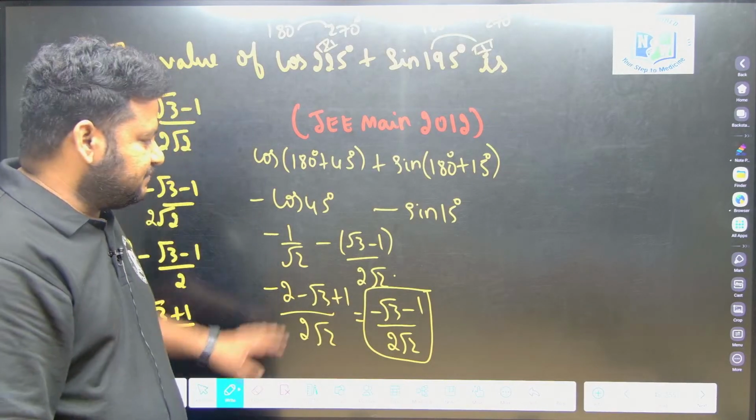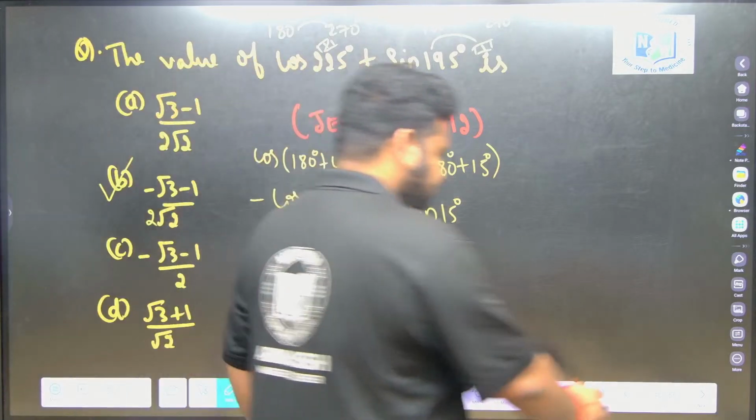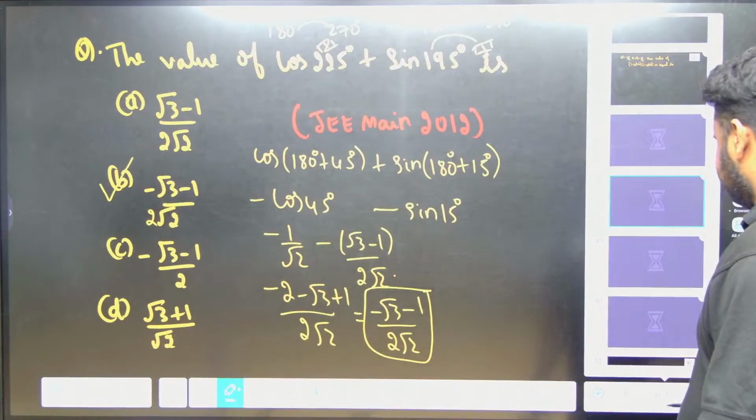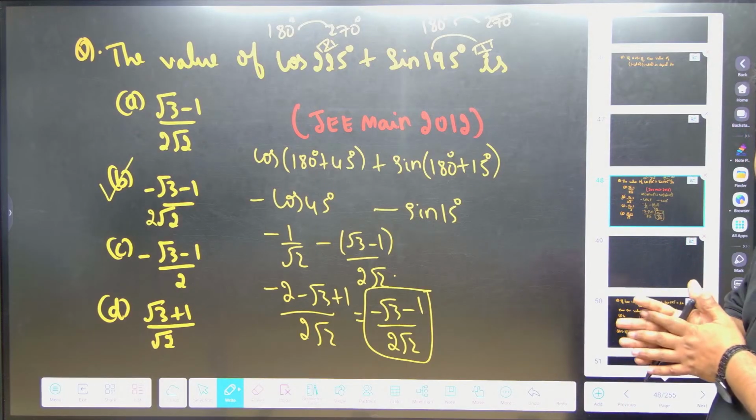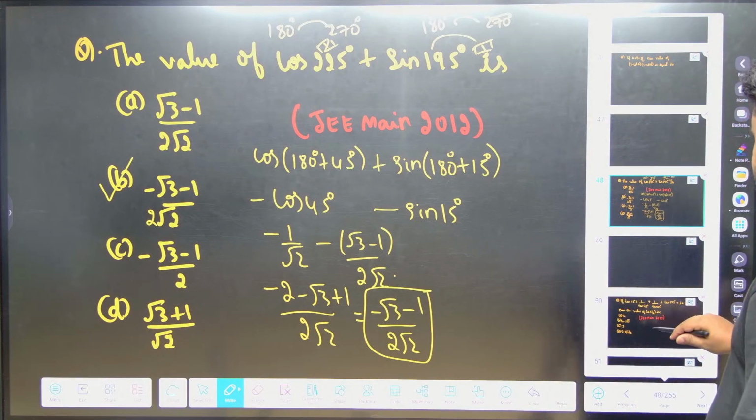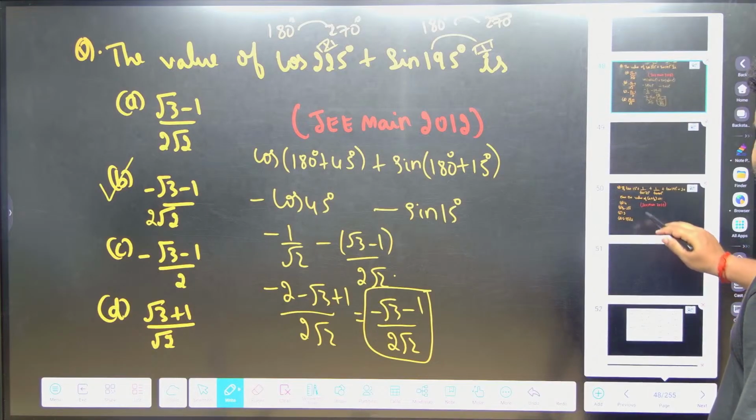Got it? This is the way to solve this question. Now proceeding further. See, JEE Main 2012 question. This is based on just how to find the various angles in different quadrants. You don't have to learn any formula by heart here.